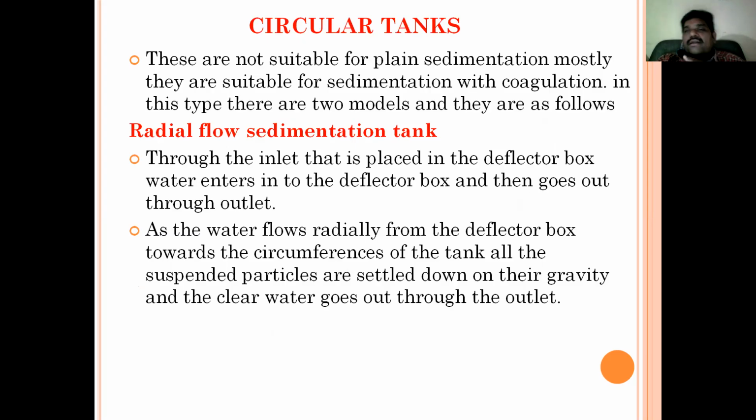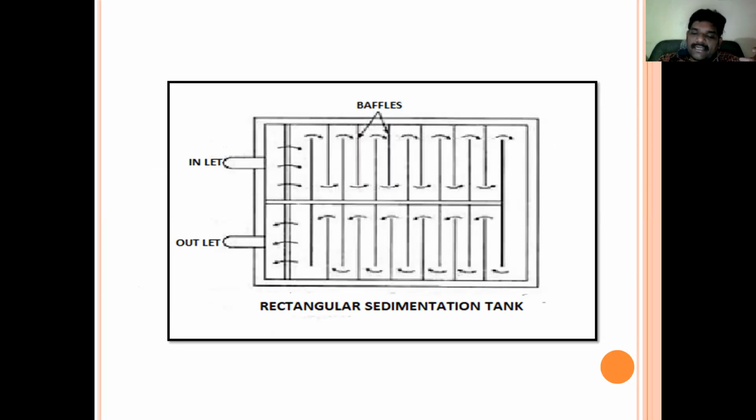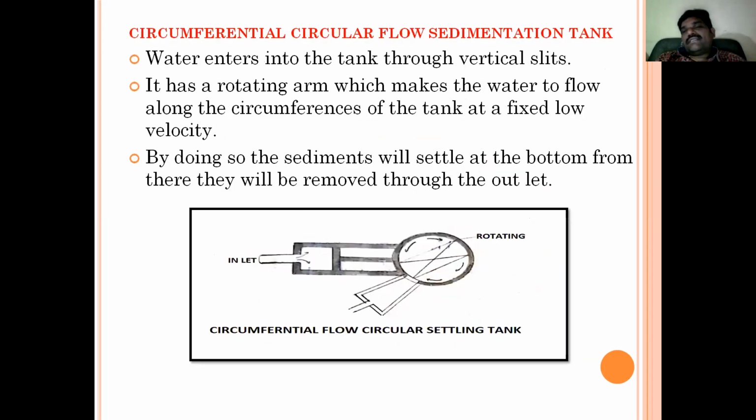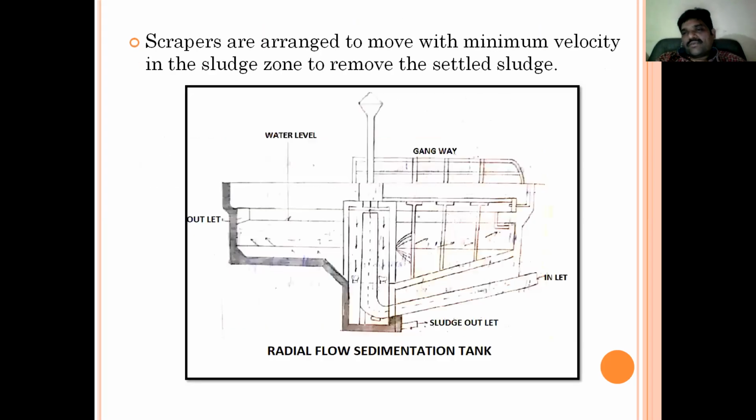Next one is circular tanks. See here, this is rectangular and it is circular. Water flows in a circular manner, where the heavy particles will settle based on gravity. There are two types of circular tanks: the radial flow sedimentation tank, and one more is the circumferential circular flow sedimentation tank. We'll discuss what is what.